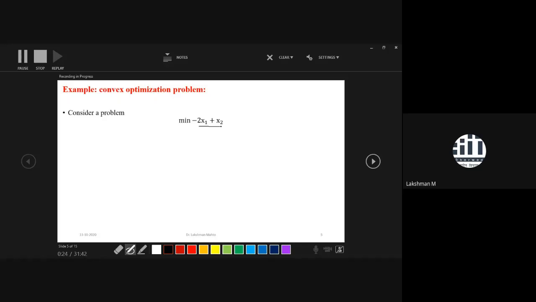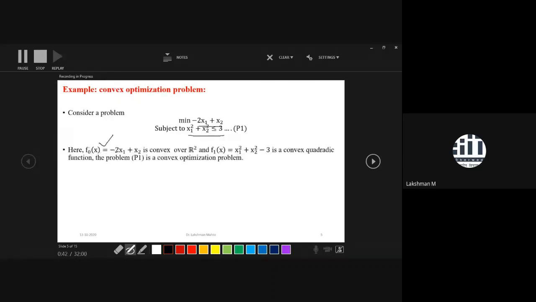There is no issue. Now, subject to a single inequality constraint, it is saying that x1 square plus x2 square is less than or equal to 3. So it defines a sublevel set in R2. You can observe here, what is your objective function? Minus 2 times x1 plus x2. So it is a linear function. Due to that, it is a convex function, and a convex function over Euclidean space R2.